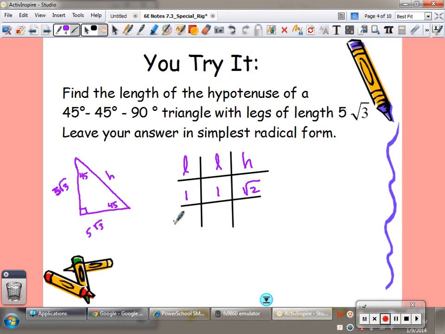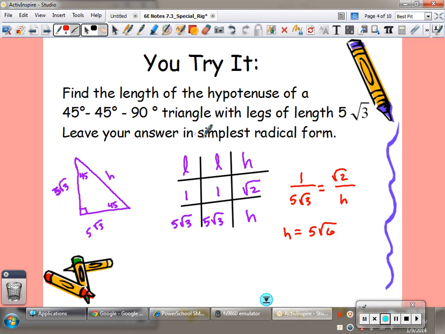The legs were both 5 times the square root of 3, and the h is what we don't know. I again have my ratio set up, so I just have to cross multiply. I'll write it over here as a proportion. Cross multiply, and I get h equals 5 times the square root of 3 times the square root of 2, which is just 5 times the square root of 6. And that's your answer. That's all you have to do.